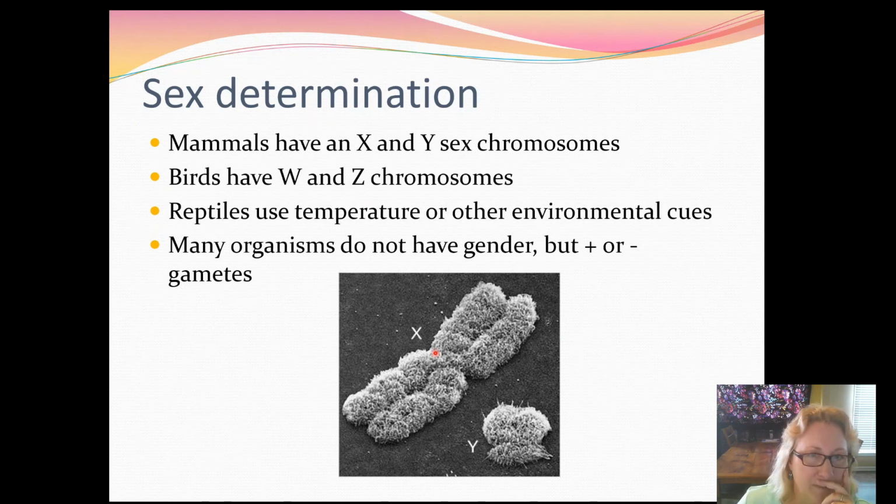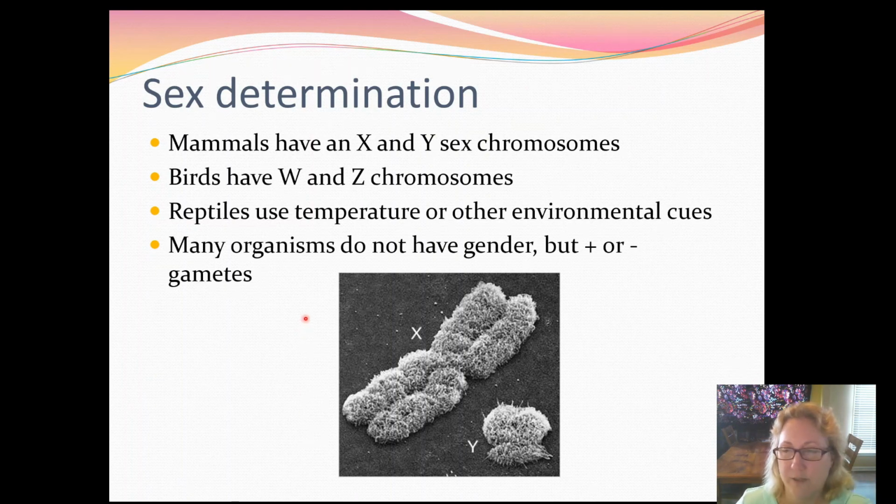So for mammals, we have X and Y chromosomes for sex determination, and you've probably heard of that before. But that's not how all animals do it. Birds have W and Z chromosomes, and for birds, it's the female that has the two different chromosomes. Males have two of the same chromosomes, and the females have the W and the Z chromosomes. Reptiles don't have sex chromosomes. Which sex they're going to develop into is determined using environmental cues during development.